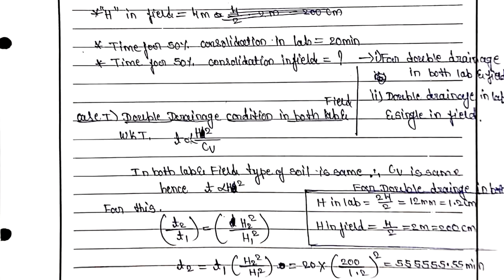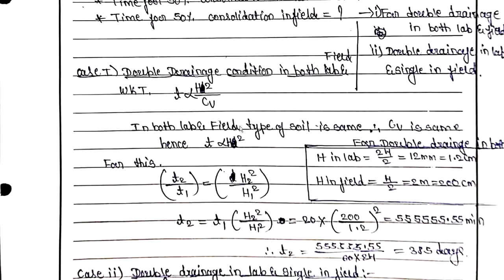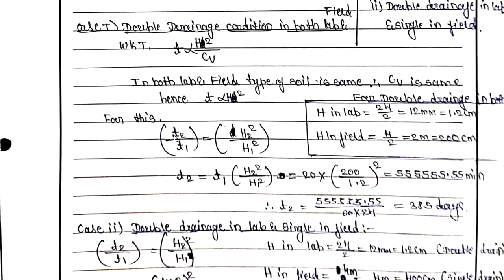Then T is directly proportional to h square divided by Cv. In both lab and field, the same type of soil is there, so Cv will remain constant. So T is directly proportional to h square. Same relation we are going to use. So T2 divided by T1 is equal to H2 square divided by H1 square. Here T1, H1 is the lab condition, T2, H2 is the field condition we are going to consider. So T2 is the thing which we need to find out.